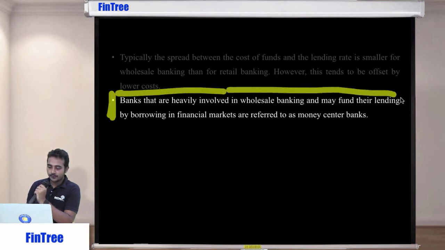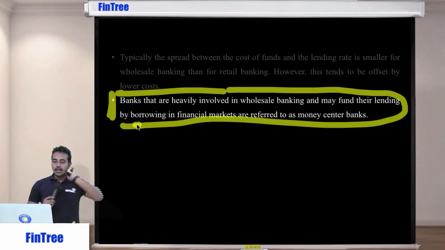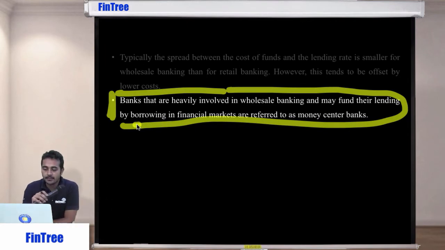Write down: banks that are heavily involved in wholesale banking may fund their lending by borrowing in financial markets, and then make an arrow and say these are called money center banks. Money center banks.